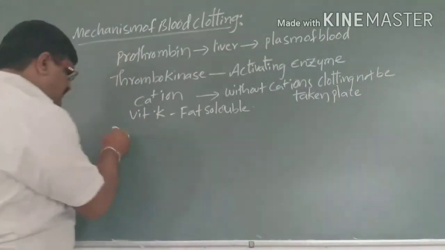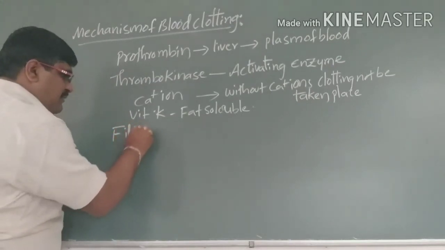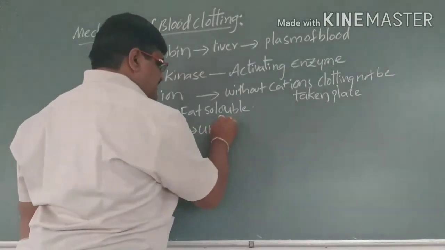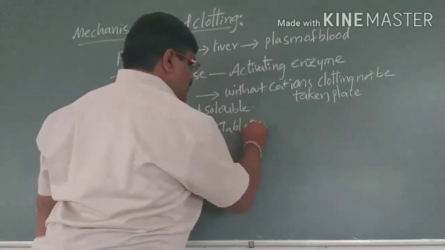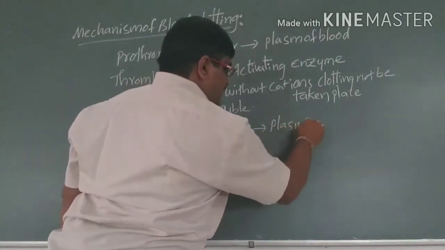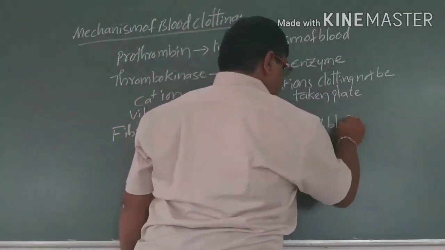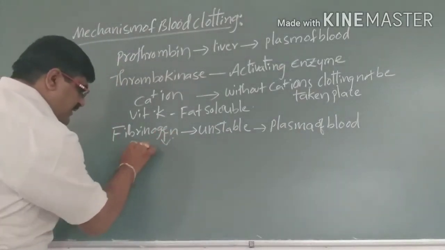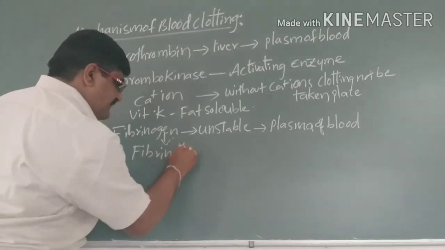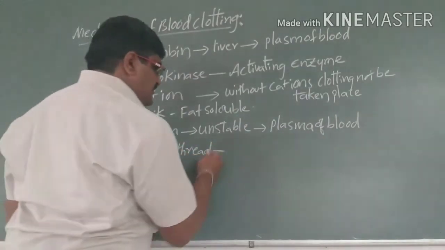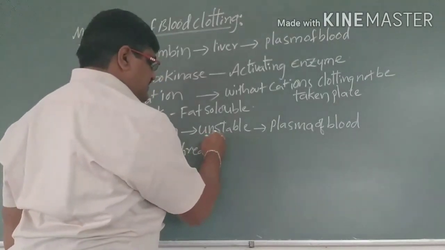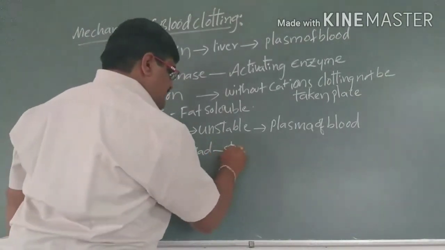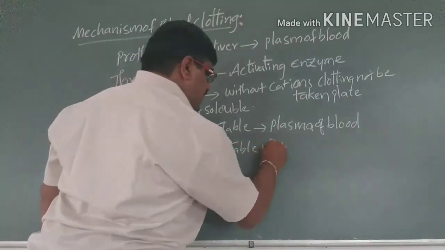And also there is fibrinogen, which is an unstable compound present in the plasma of the blood. It dissociates into fibrin threads, which are stable, insoluble threads.